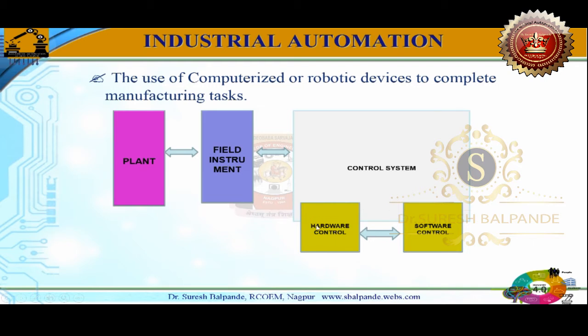So the combination of hardware and software will build one complete control system. Whatever output is produced by the control system will be given back to the field instrument, the operation of the plant. So it is actually a bidirectional operation. That is why it is shown by a bidirectional arrow.